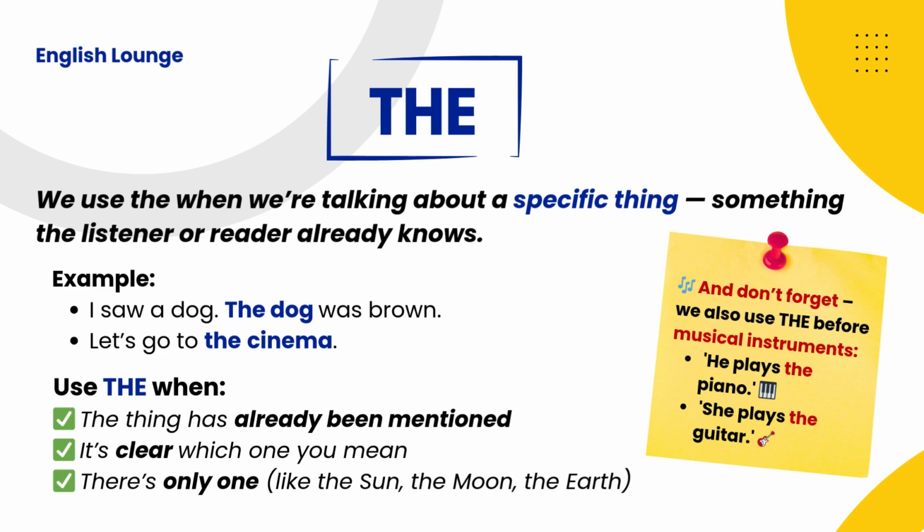Or, let's go to the cinema. In this sentence, we know exactly what cinema is in question. So, where is that place and what we are talking about? Just to make it clear, we use the when the thing has already been mentioned, when it's clear which one you mean, and also an interesting rule, when there is only one of these, like the sun, the moon, the earth.